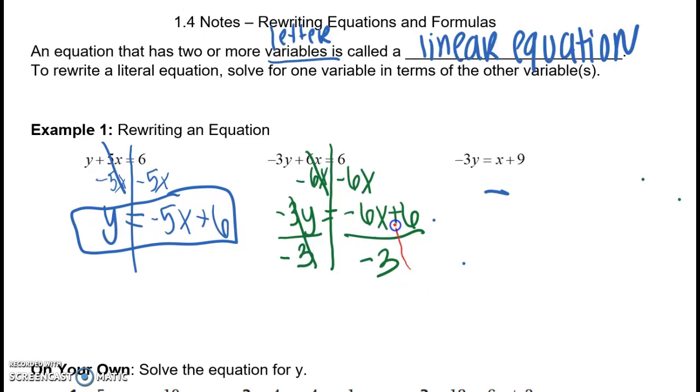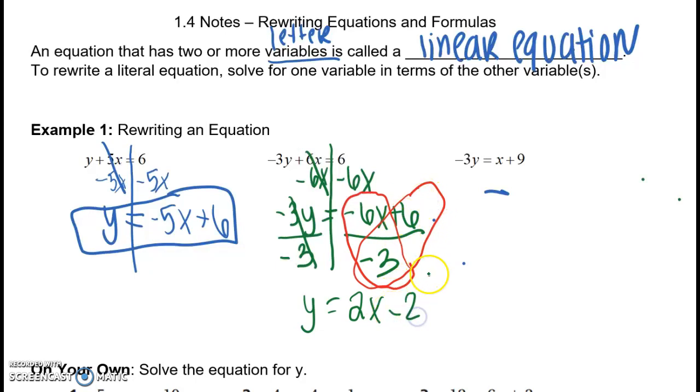We're going to use something called the heart-shaped method. So I'm dividing both terms by negative 3. See how it makes a little heart right there? Those negative 3's cancel out. We have negative 6 divided by negative 3. You get a positive 2. Bring down your x. You have a positive 6 divided by a negative 3, which will give you a negative 2. And that is your answer for that one. So the heart-shaped method just helps you remember to divide both terms by negative 3.